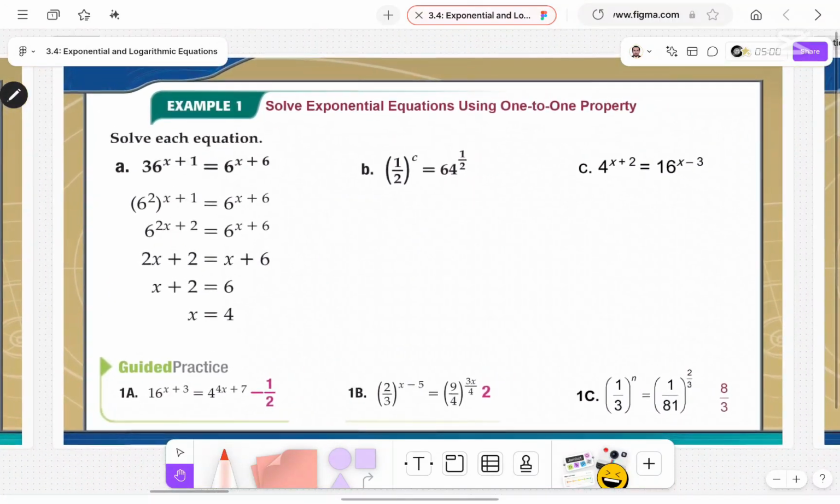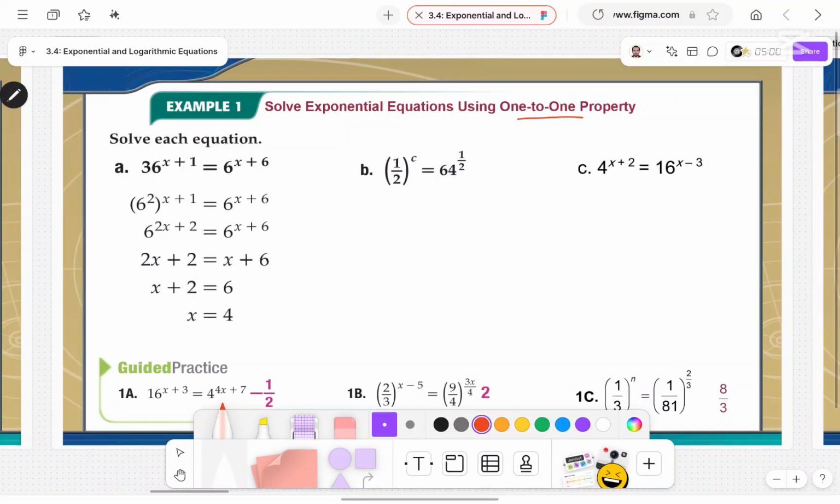Now let's go to the first example. Solve the exponential equation using the one-to-one property. Let's solve each equation. First thing, look at the bases. The base here is 6, the base here is 36. We need to change the big base to become the small base, 6. So 36 can be written as 6 to the power of 2. After that, I can use the distributive property, which will become 2x plus 2. Now the base here is 6 and the base here is 6, so we can just cancel them. So 2x plus 2 equals x plus 6.